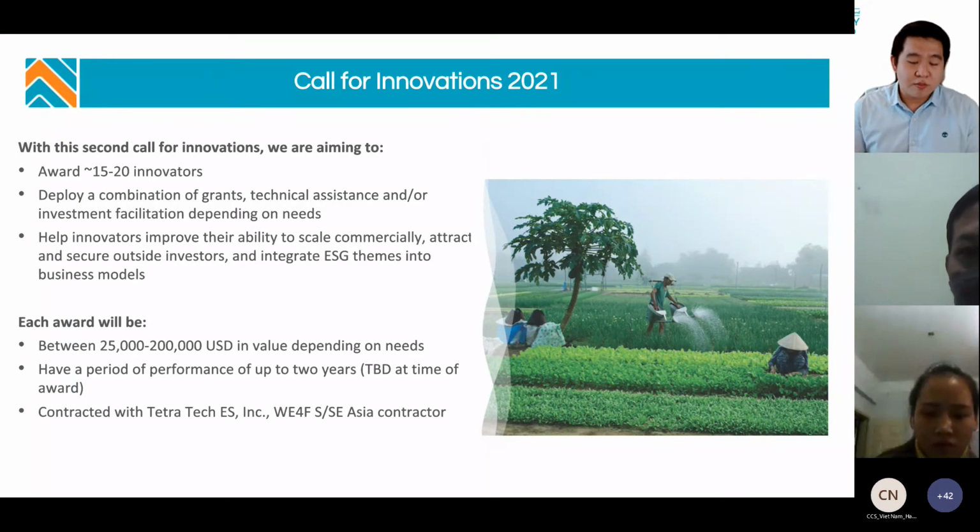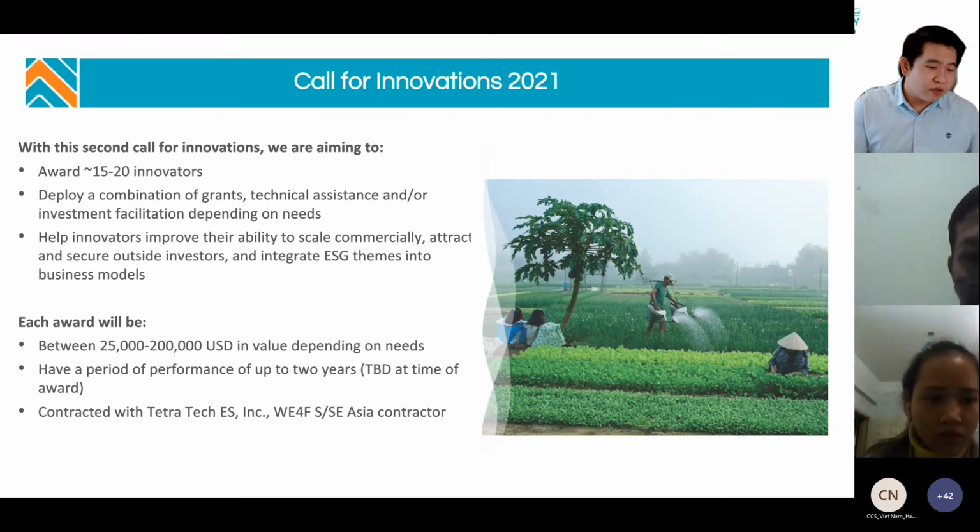So in this support, this combination of grant, technical assistance, and investment facilitation support, it depends on your needs. Therefore, after the full application, we will start exploring how we can best support you.